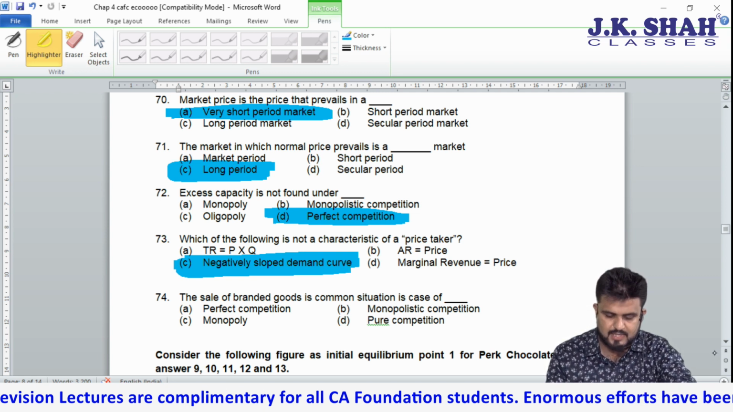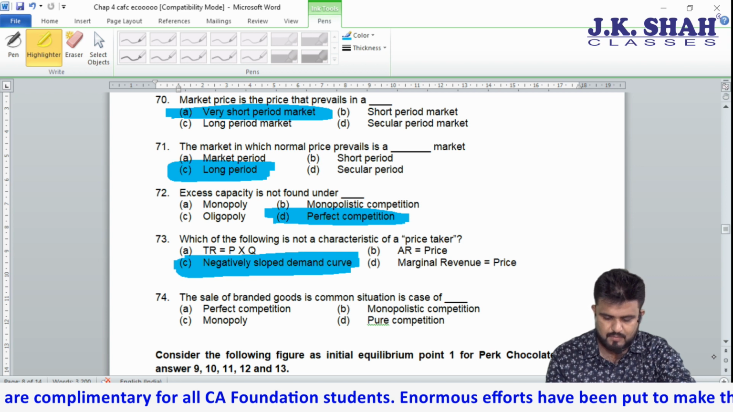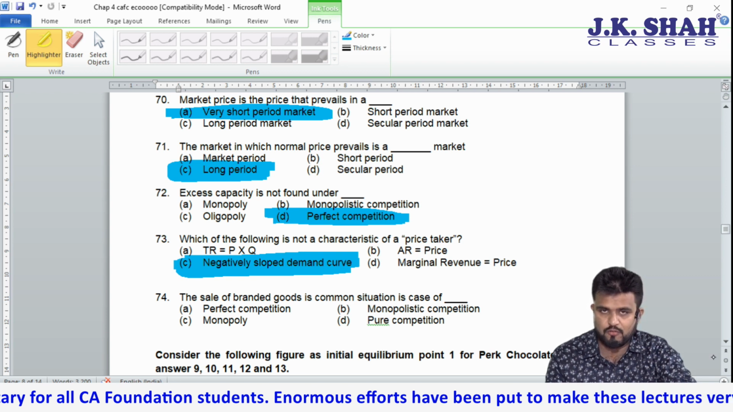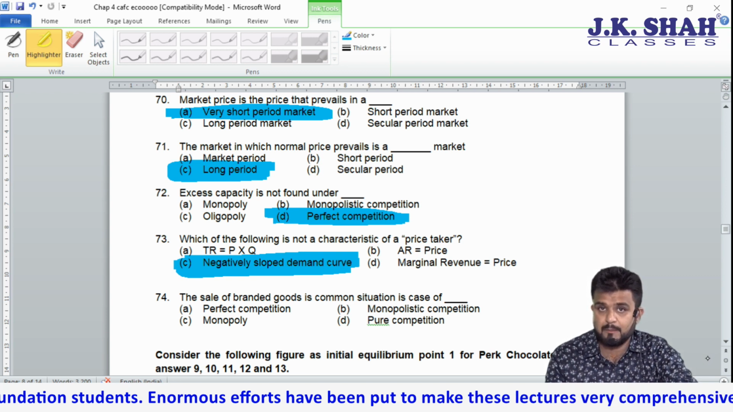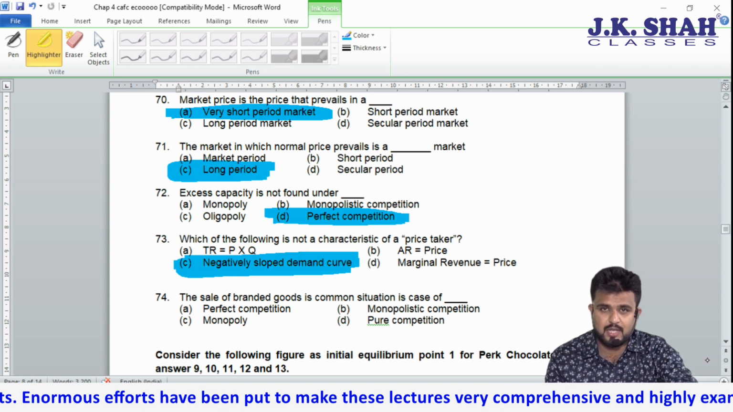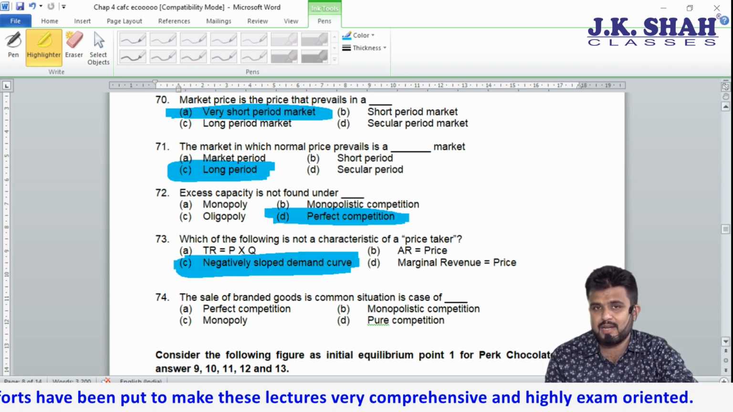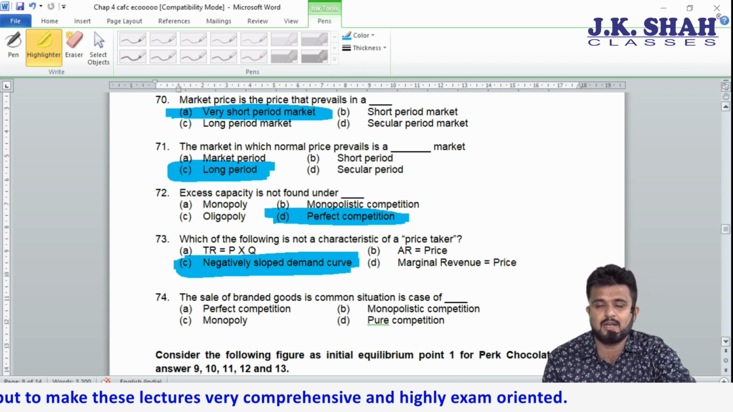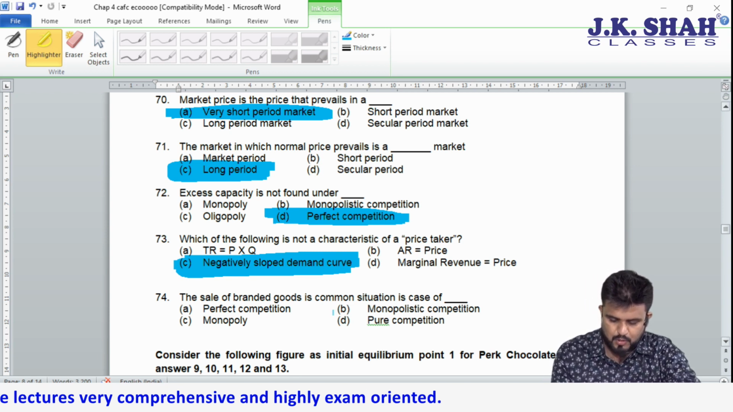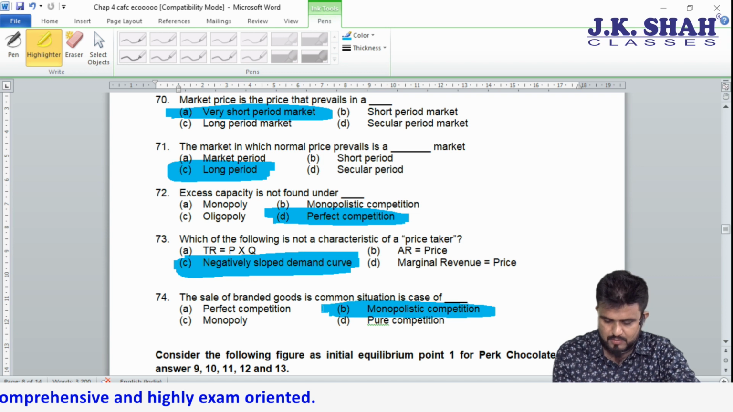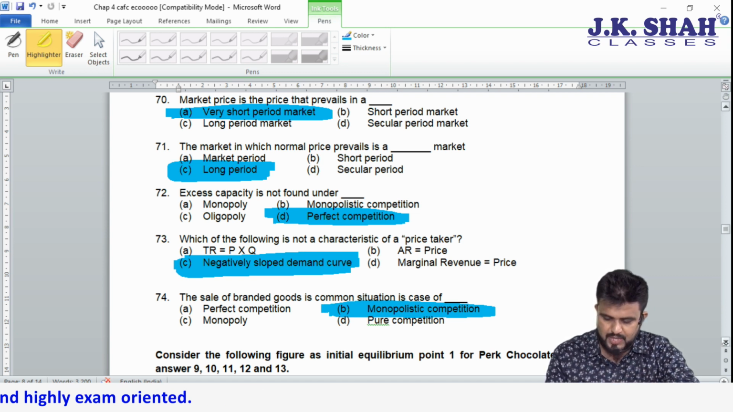74. Sale of branded goods. It's a common situation in case of students. The moment I completed monopolistic competition, there was a small reminder. Branded articles, branded products are seen under which market? Monopolistically competitive market. So B is the answer.